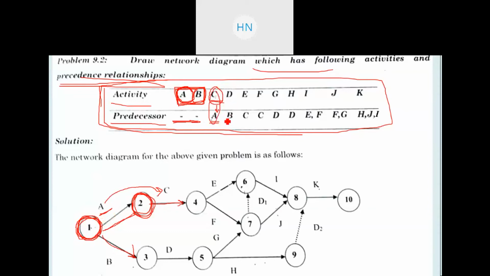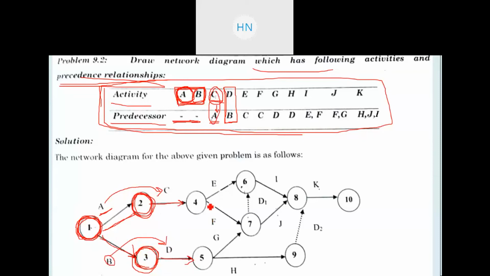Then look for activity D. It has a predecessor, activity B, right? So it is compulsory that activity B should be completed and only then activity D will be completed. So here you can see at the bottom part, after activity B I am adding one more node, or one more event, as event number 3, right? After event number 3 we get the activity D, right? So first B will complete, after that D will complete, right?